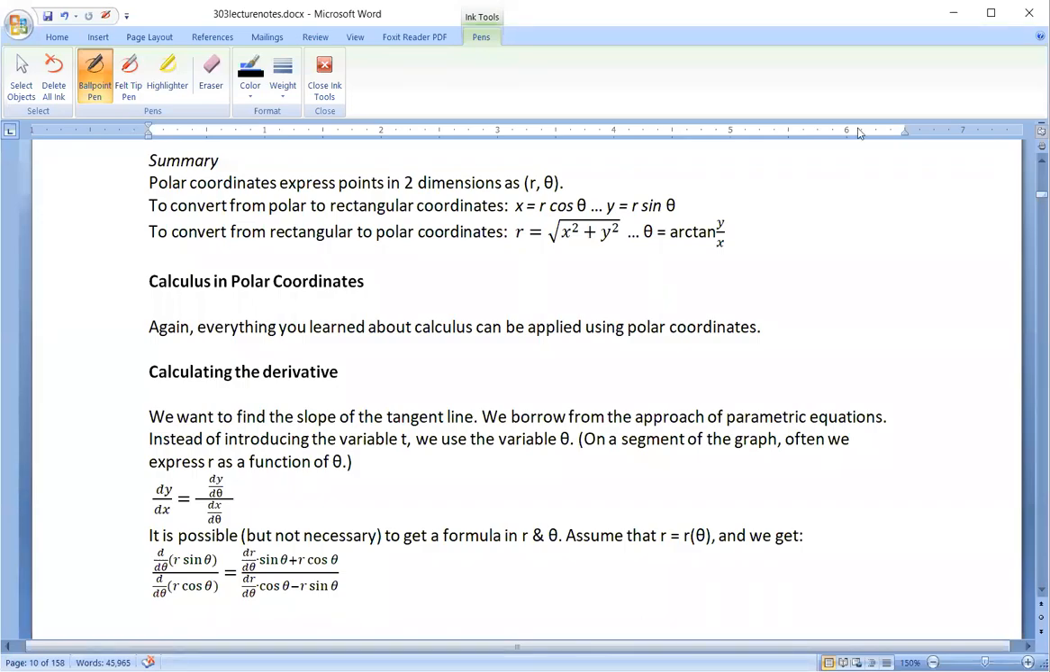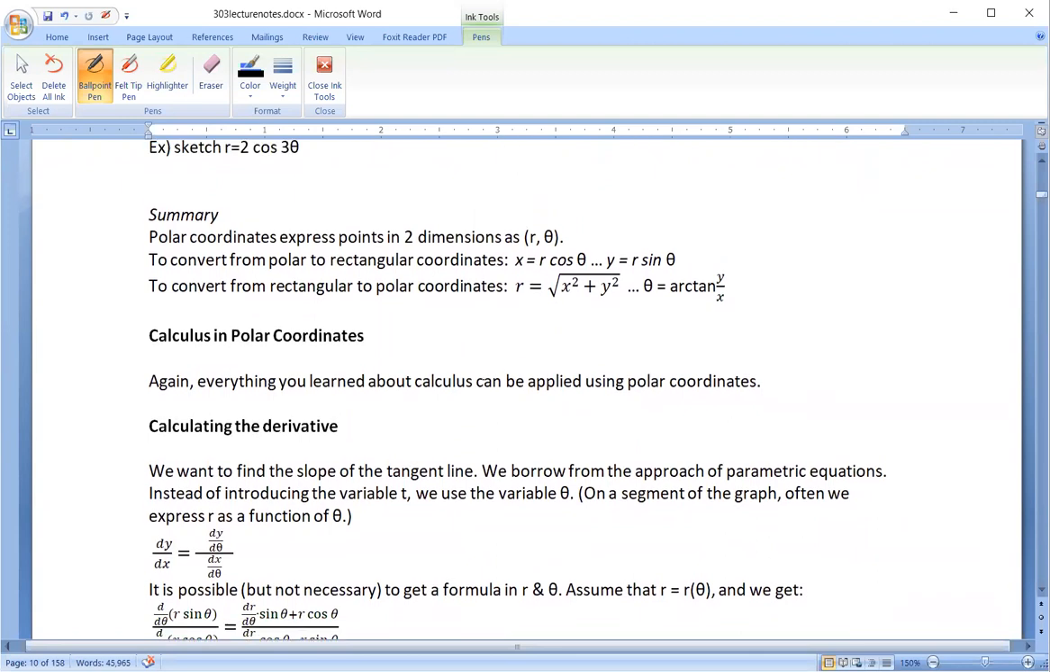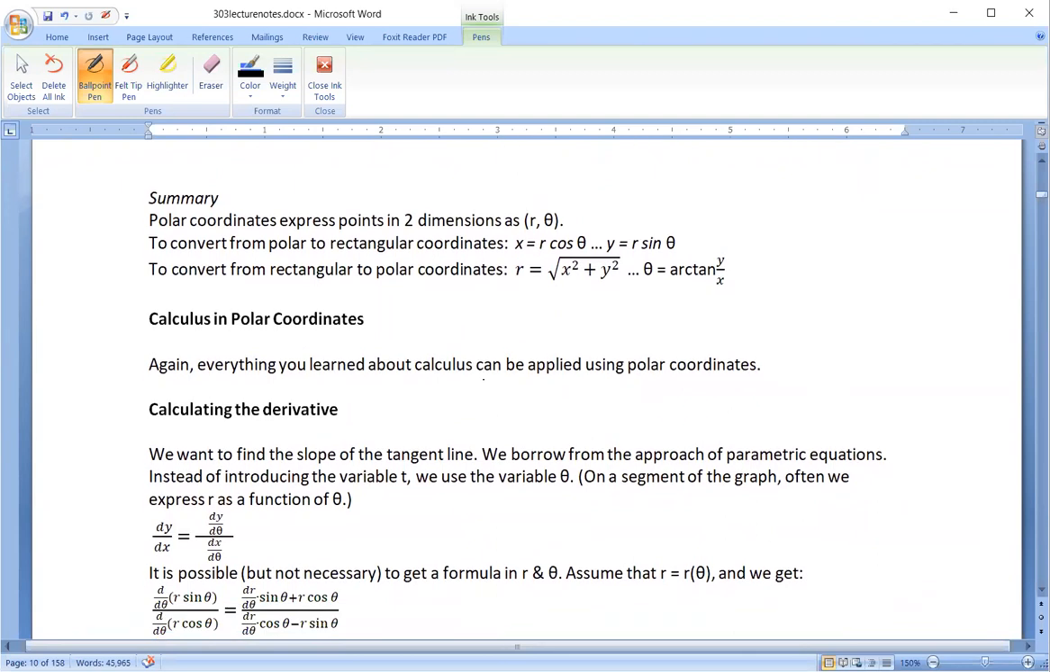So now we take a look at doing calculus with polar coordinates. The first thing I'll mention is that if you have r as a function of theta and the question is to find dr d theta, we do that in the absolute standard way.